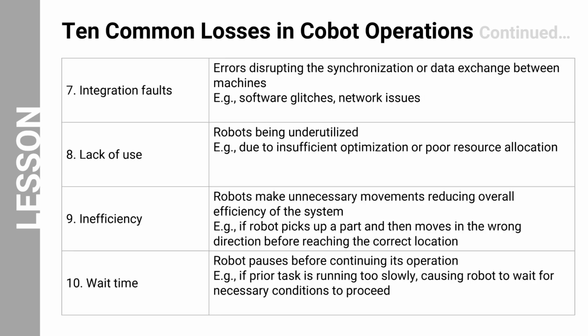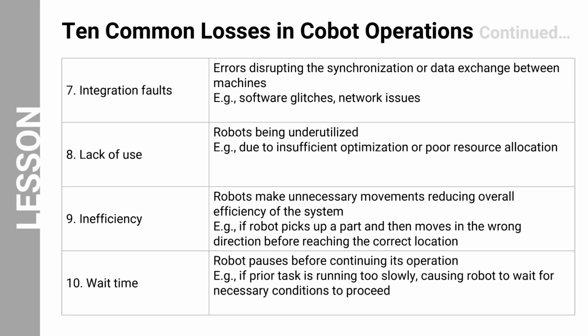Number 7. Integration faults. Integration or communication faults occur when errors disrupt the synchronization or data exchange between machines, leading to misaligned parts or halted operations. These faults often stem from software glitches, network issues, or improper configuration of robotic systems.